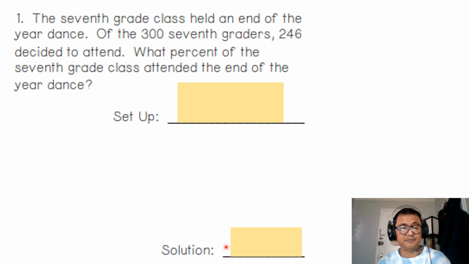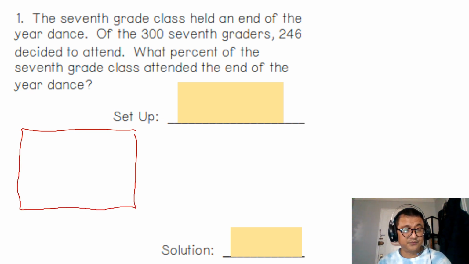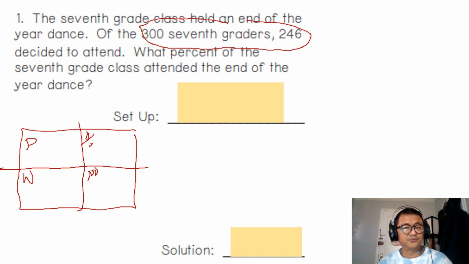So let's set up a proportion. How will my setup be? Some people will have to write the box so that you won't forget, which always says part over whole is equal to the percent over 100. Now, look at this ratio, 300 and 246. The part is what? 246 attended. And what is the whole? 300. Okay, we're good so far?